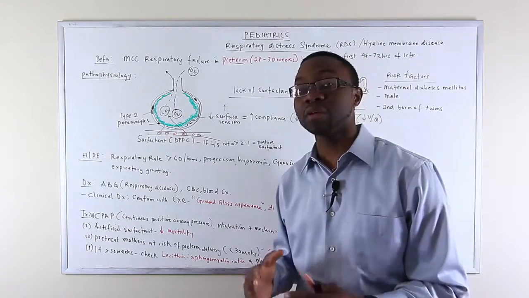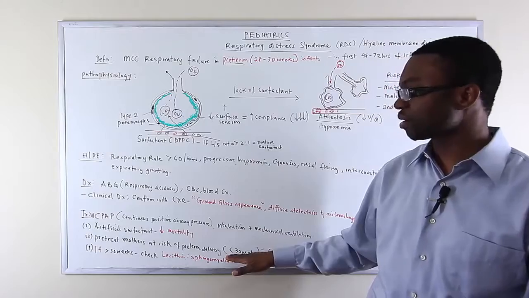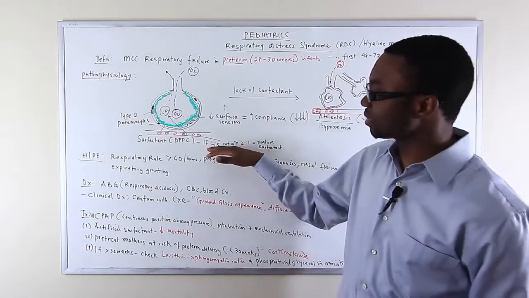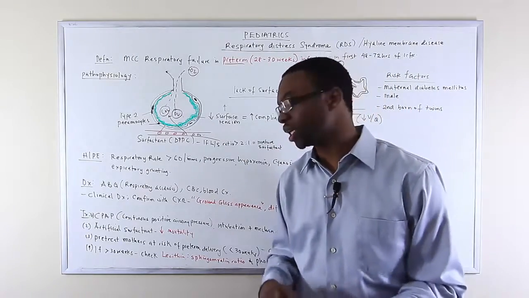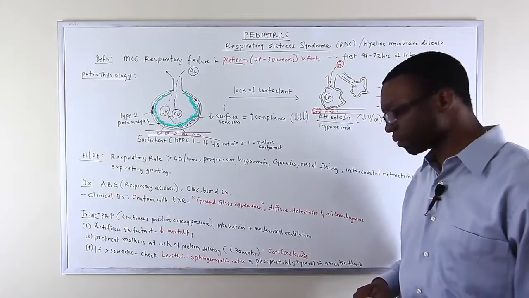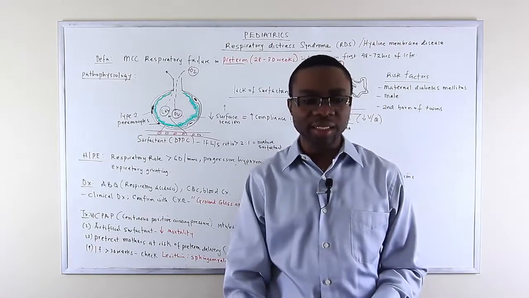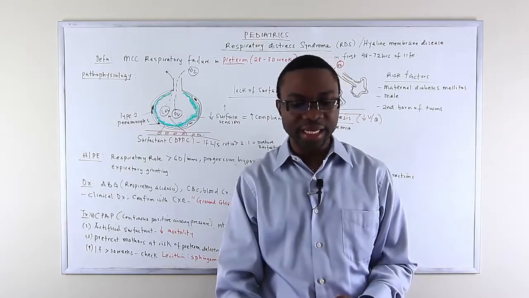Very, very high yield. They love to test you on that. So if the baby is less than 30 weeks and having respiratory distress syndrome, and you check the LS ratio in the amniotic fluid and it's low, you have to treat that mother with glucocorticoids, all right?